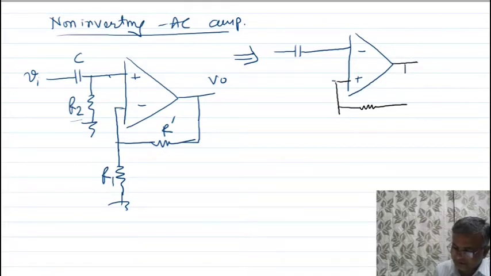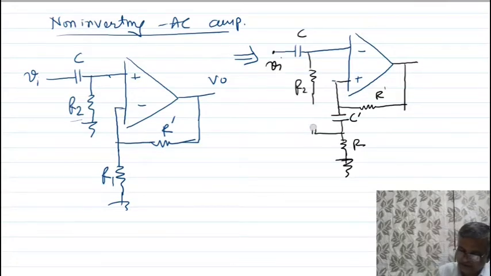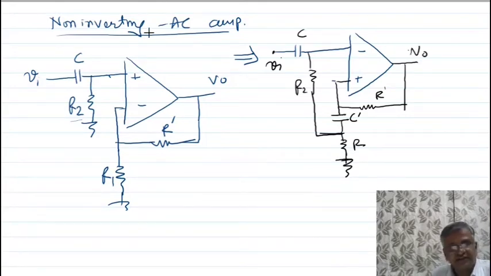This is a modified circuit. Here's resistor R2 between the feedback resistor R and this R2 path. We have connected one capacitor C dash as shown in the figure. Let me show the sharp line here. So this is a circuit diagram of a non-inverting AC amplifier.